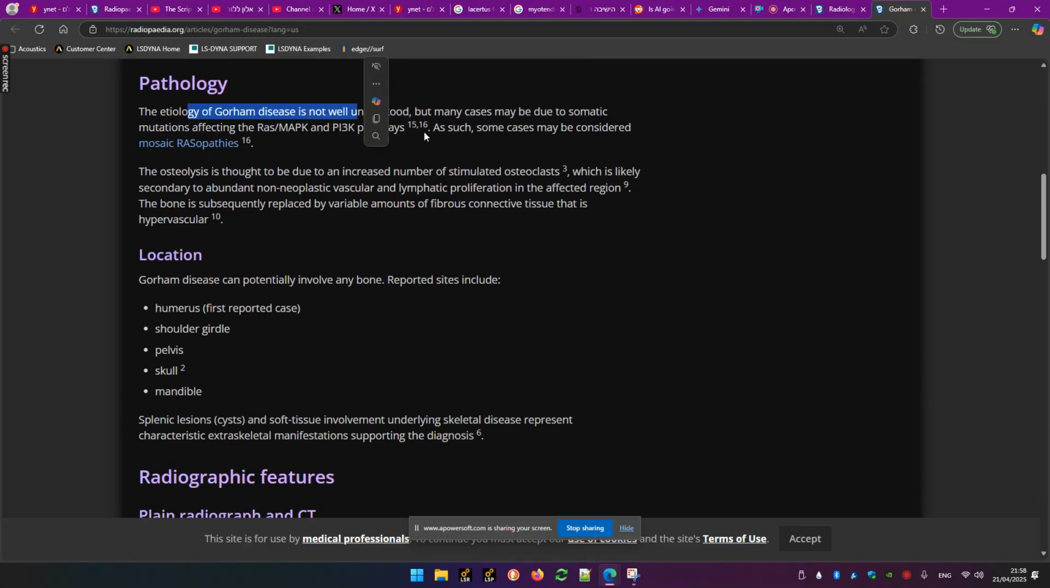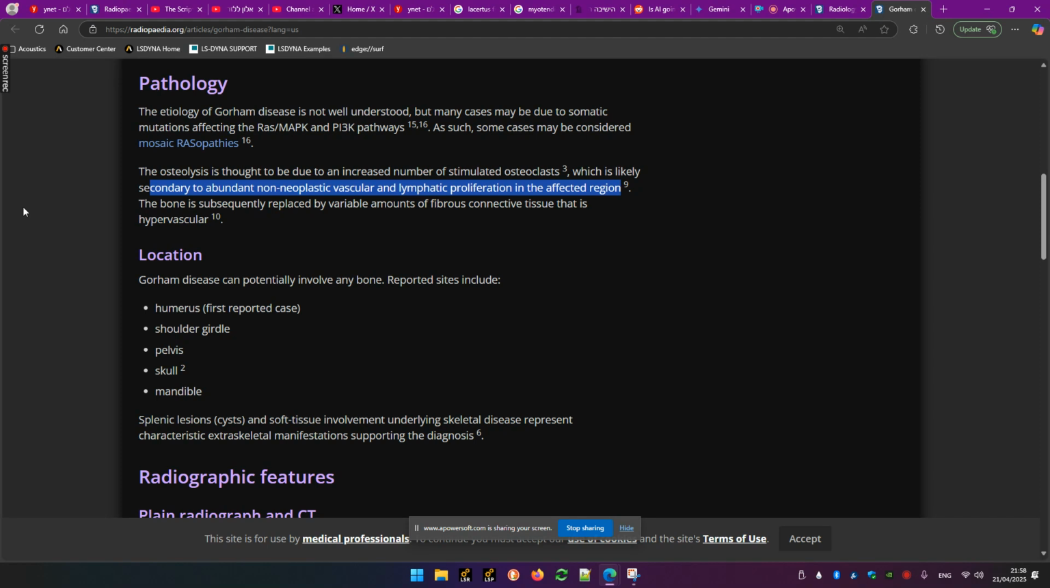The etiology of Gorham disease is not well understood, but many cases may be due to somatic mutation affecting the RAS, MAPK, and PI3K pathways. As such, some cases may be considered mosaic rasopathies. The disease is thought to be due to an increased number of stimulated osteoclasts, which is likely secondary to abundant non-neoplastic vascular and lymphatic proliferation in the affected region.